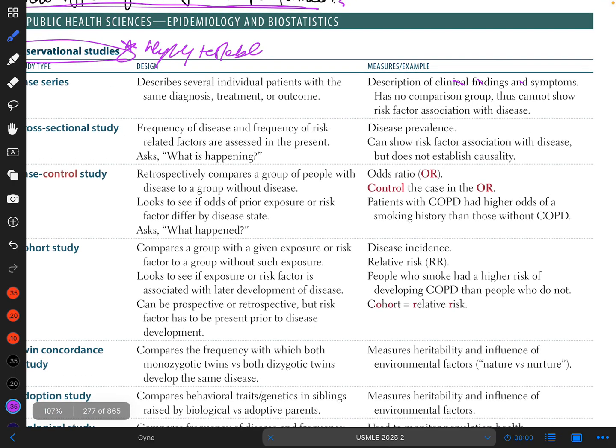Case series are used to find clinical findings and symptoms. It describes several individual patients with the same diagnosis, treatment, or outcome. It gives a description of clinical findings and symptoms. It has no comparison group, thus cannot show risk factor association with disease.